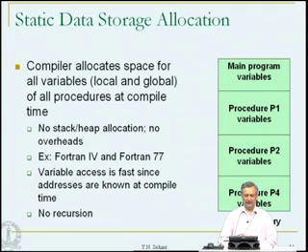Static storage allocation, an example is here. Fortran 4 and Fortran 77 have this type of static data storage allocation. The compiler allocates space for all variables. See, Fortran has local variables, it has global variables. So, for all such variables of all procedures, the storage is allocated at compile time by the compiler itself.